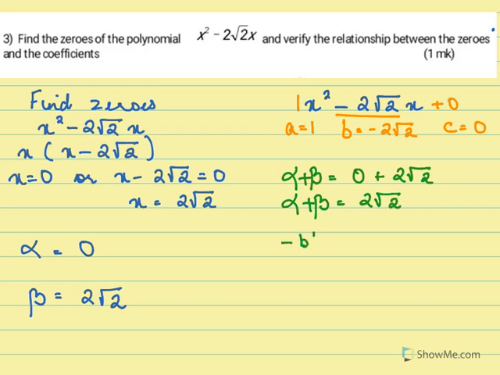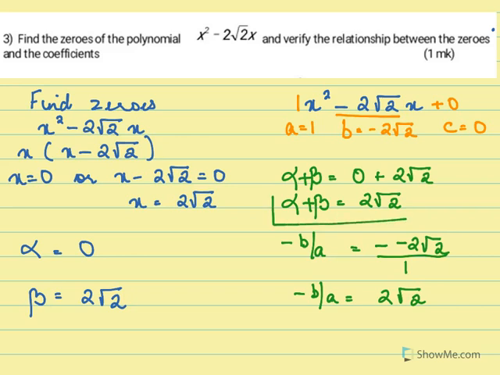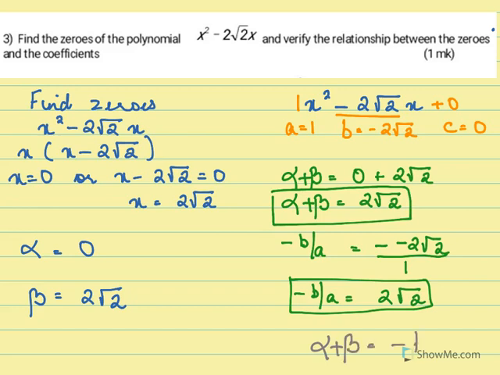Then we need to find minus b by a. Minus b by a, minus, and b is minus 2 root 2. A is 1. So minus b by a is 2 root 2. So we have seen that alpha plus beta is the same as minus b by a. So that's the first relationship. Alpha plus beta equal to minus b by a.